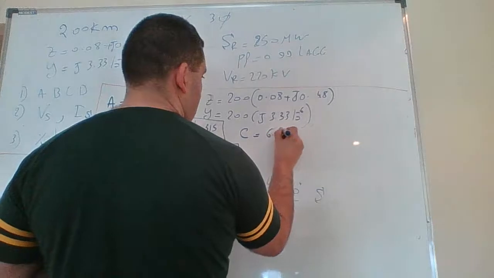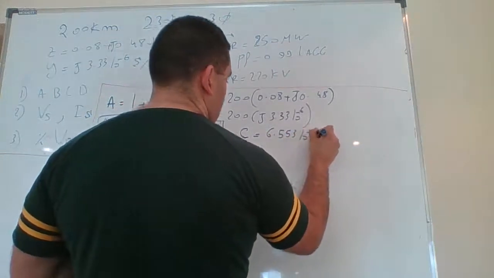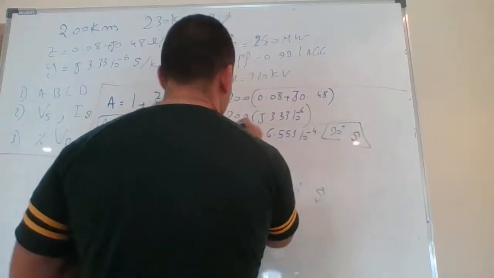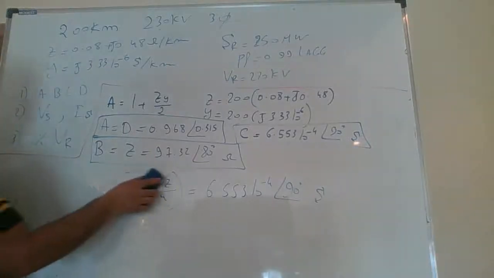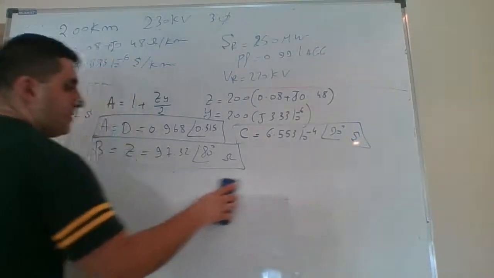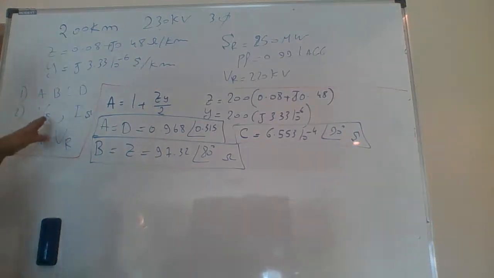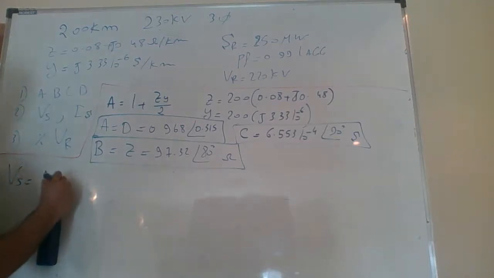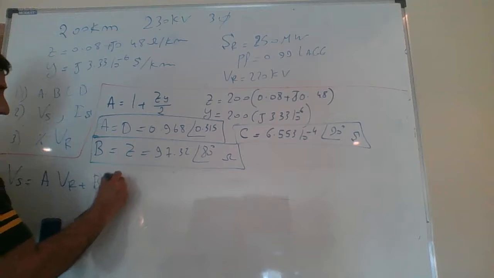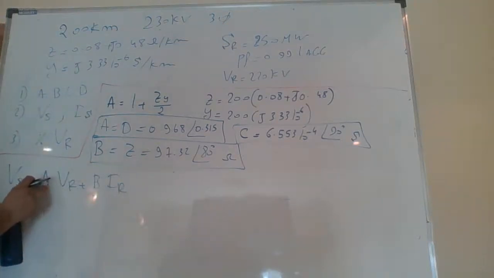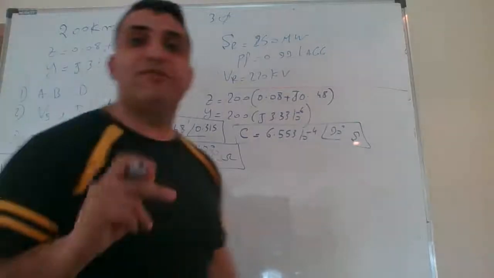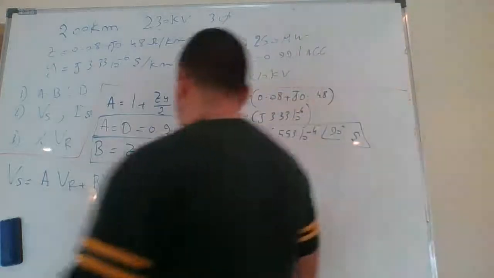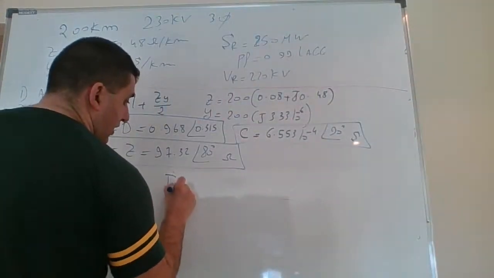C is equal to 6.553 times 10 to the minus 4, angle of 90. This is my C. VS is equal to A VR plus B IR. A is known now, VR is known, B is known. All I have to do is calculate the receiving current. Perfect. All I have to calculate is the IR conjugate.